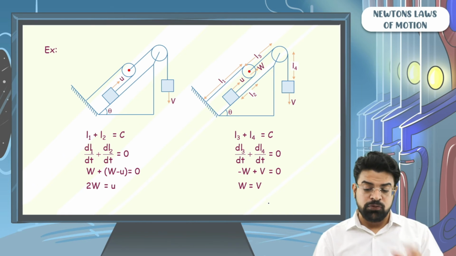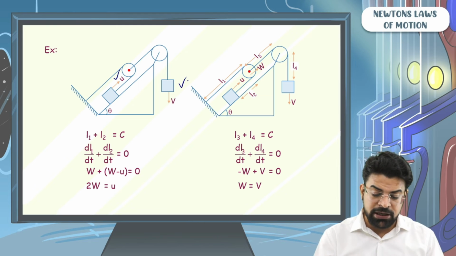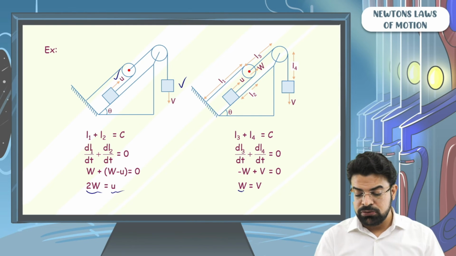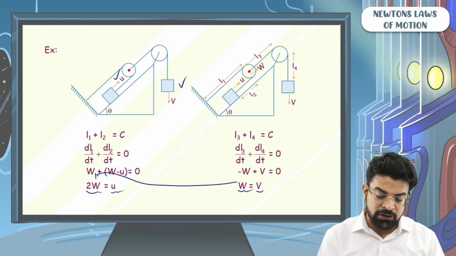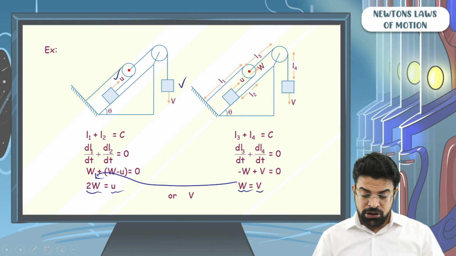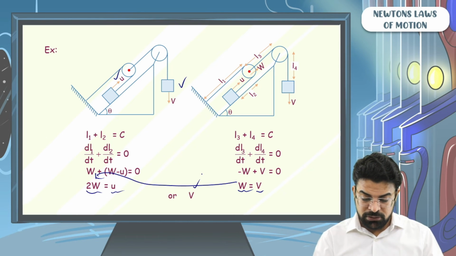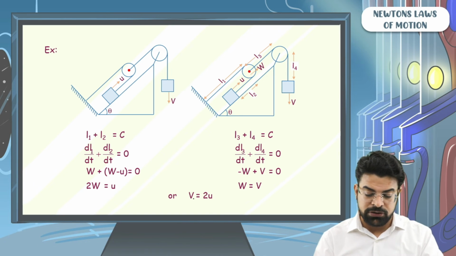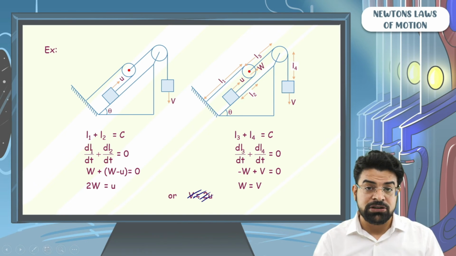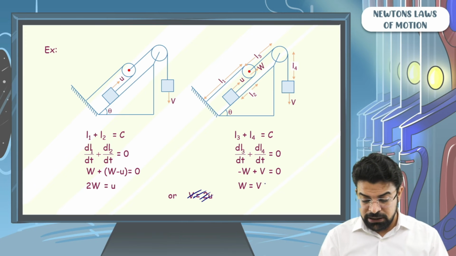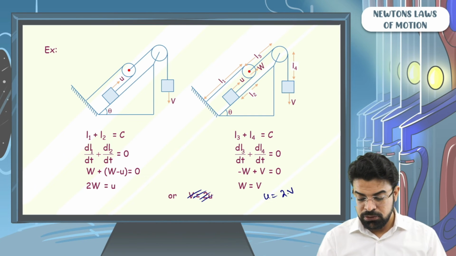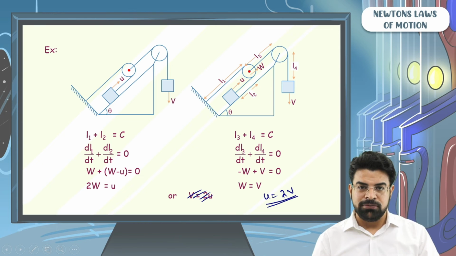Our mission is to find the relationship between u and v. We know that 2w equals to u and w equals to v. Substituting the value of w, we get that u equals to 2v. It's written wrong before. We get the exact same result as the last time. We get that u equals to 2v. Okay, let's see the next example.